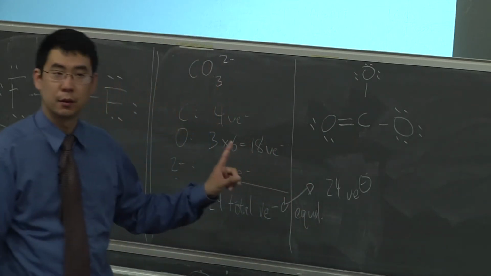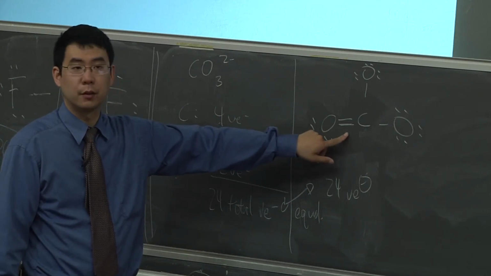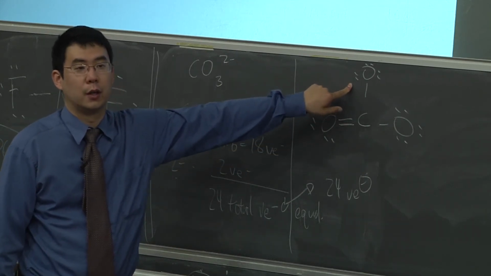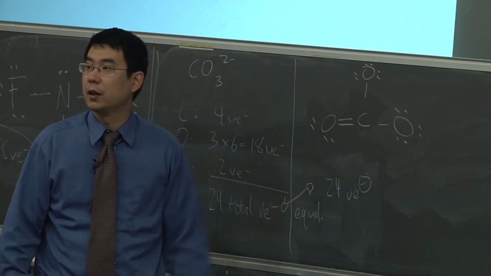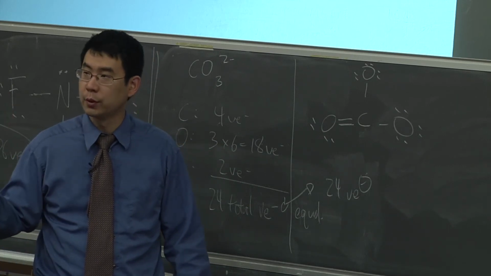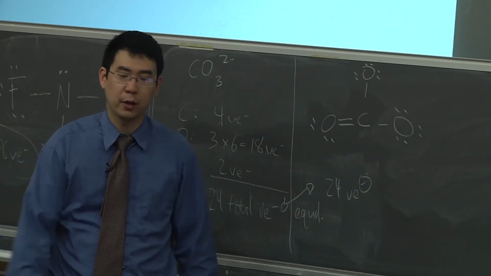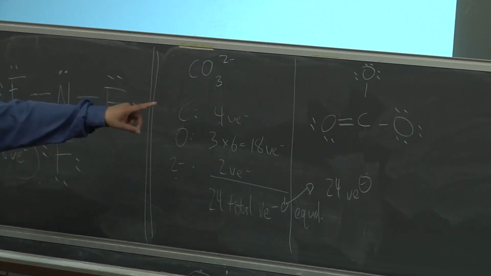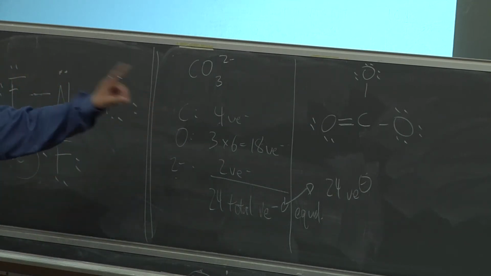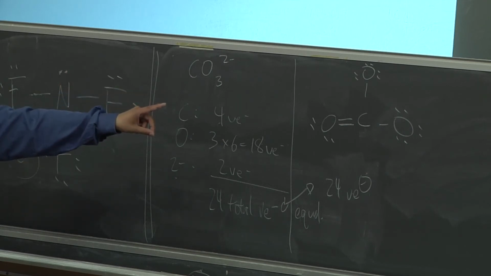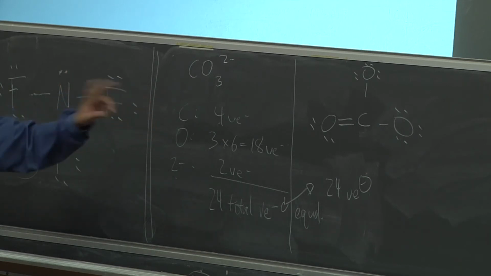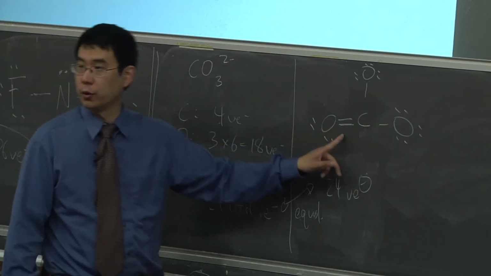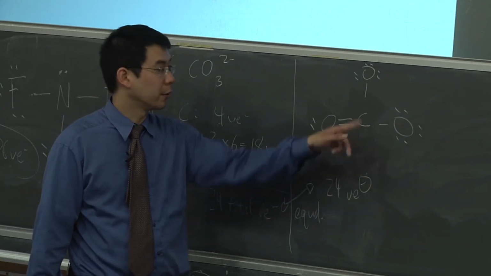But I have a double bond here, and a single bond here, and a single bond here. Now, what if I told you that there's experimental evidence that says all three bonds are the same length, and all three bonds have the same bond enthalpy? Remember what we said about bond length and bond enthalpy. Double bonds should have a shorter length and a higher enthalpy. But they're all actually the same.